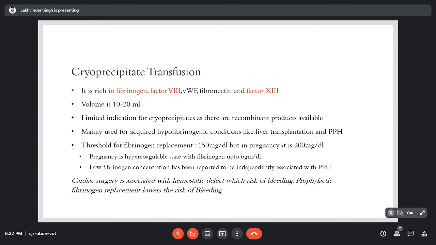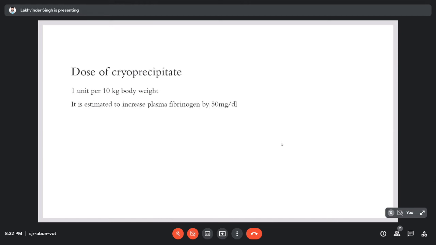And cardiac surgeries are associated with hemostatic defects with risk of bleeding. So it has been found that prophylactic fibrinogen replacement lowers the risk of bleeding. Cardiac surgery, I mean the bypass surgery which are done. Blood goes out, moves through a circuit and comes back. In those cases, the hemostatic defects are there, so we can consider giving them fibrinogen.